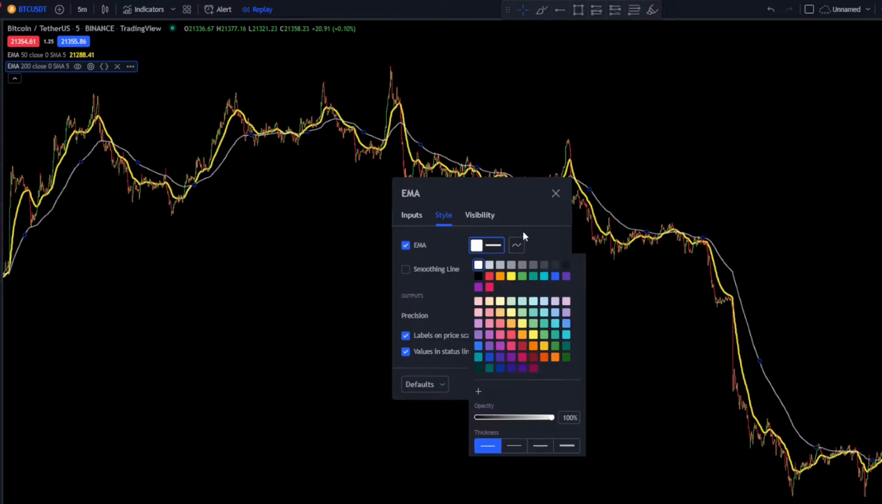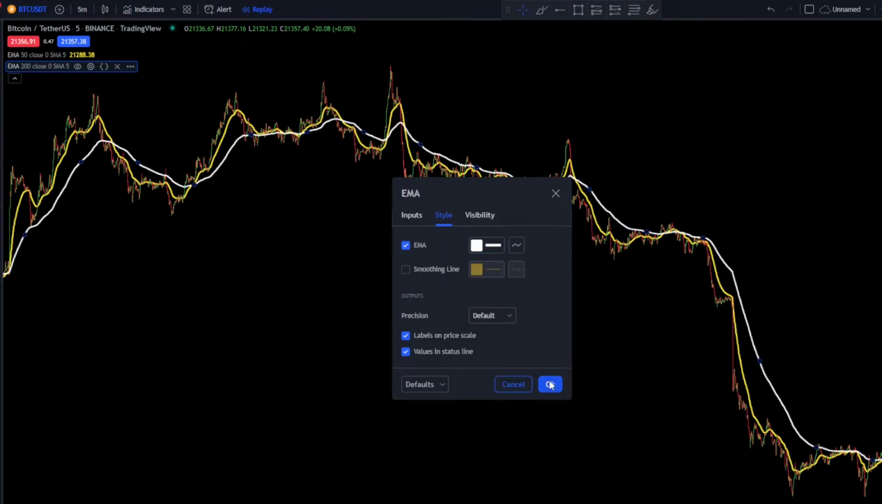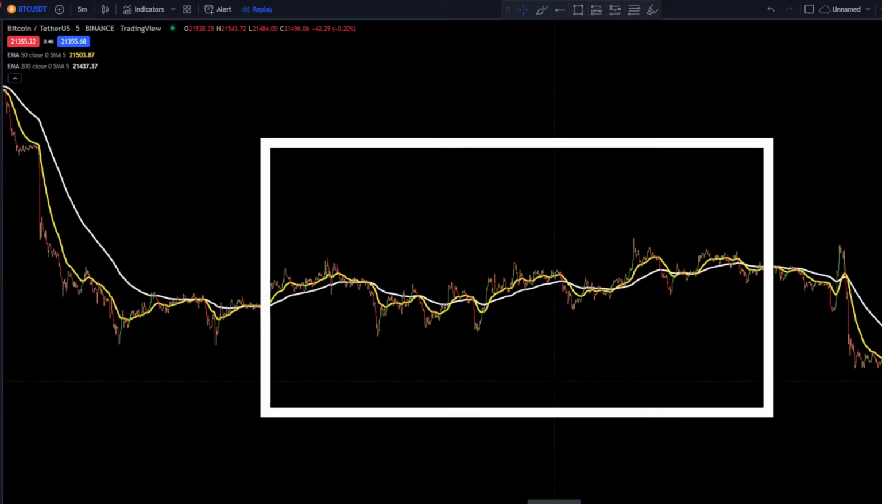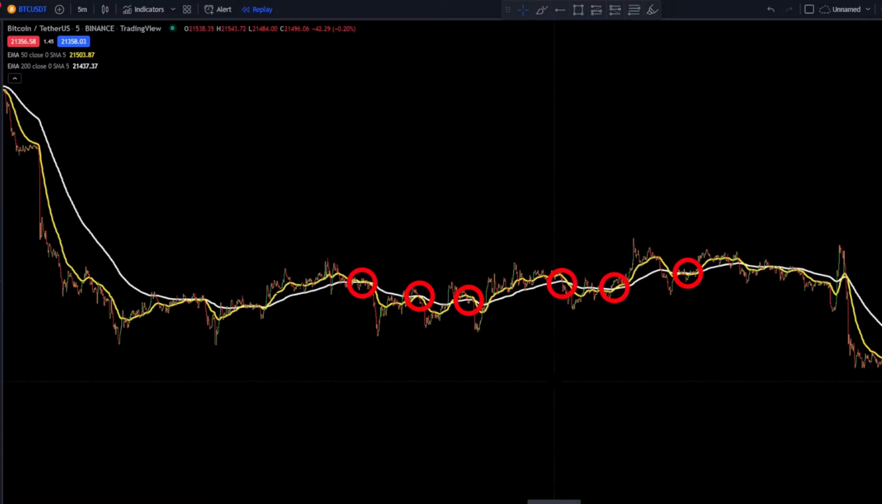Now what we are looking for is a market with a lot of crosses between the white and yellow line in quick succession. Here, the EMA moves downwards and they are not crossing much. This is a trending market and not what we need. Here is a ranging market. Note how there are a lot of EMA crosses.